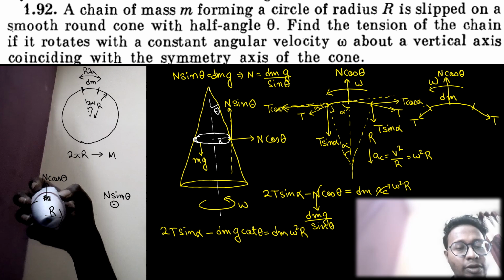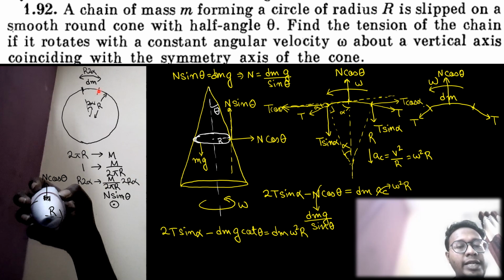So unit length of this chain contains m by 2 pi r. I'm just simply applying the unitary method. So the length r into 2 alpha contains m by 2 pi r into 2 r alpha. If two mangoes cost 10 rupees, how much does one mango cost? How much do 10 mangoes cost? Two mangoes cost 10 rupees, so one mango costs 10 by 2. So 10 mangoes cost 10 by 2 into whatever the value was. This is simply the unitary method.